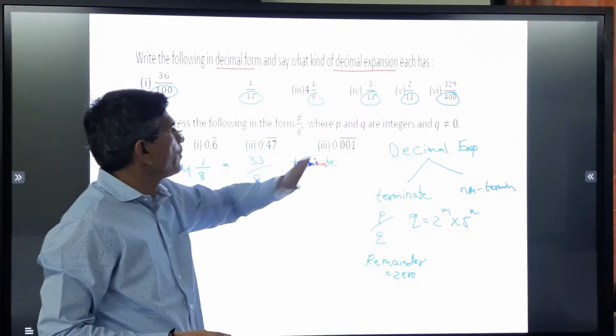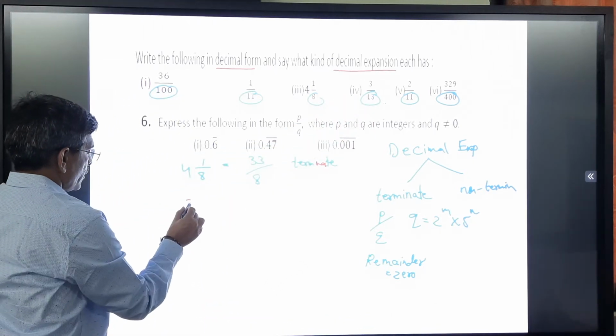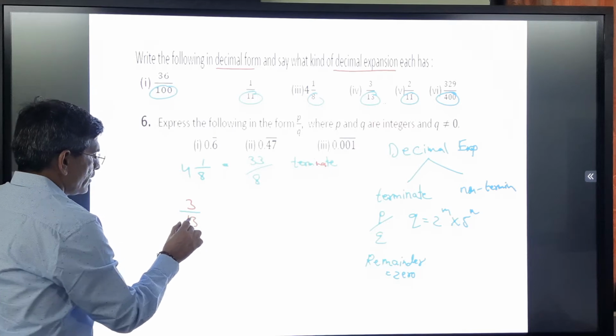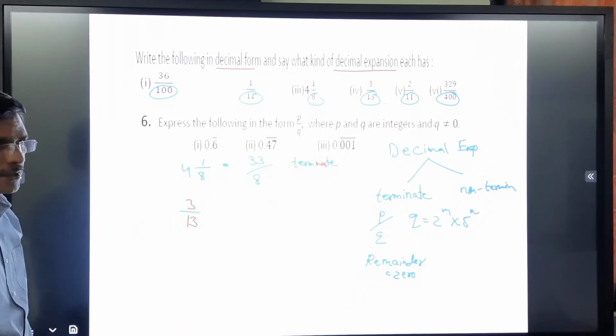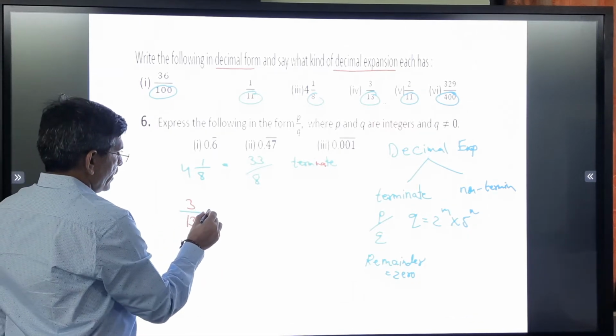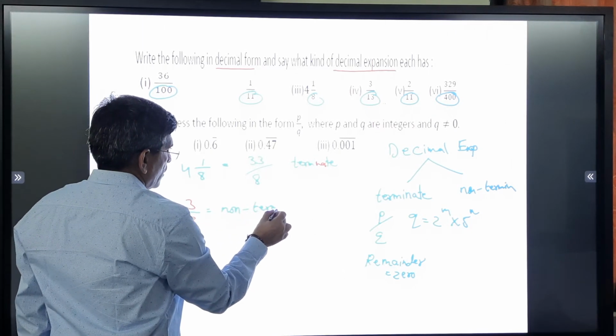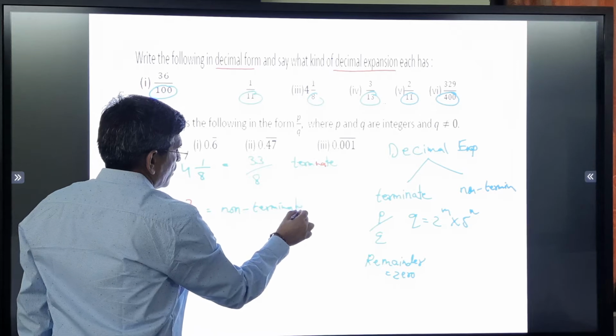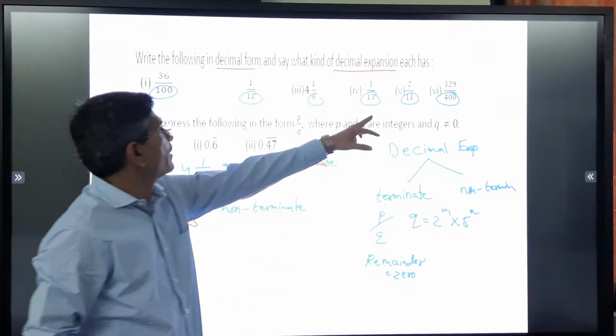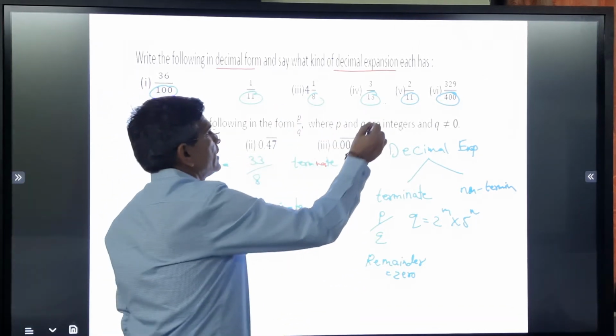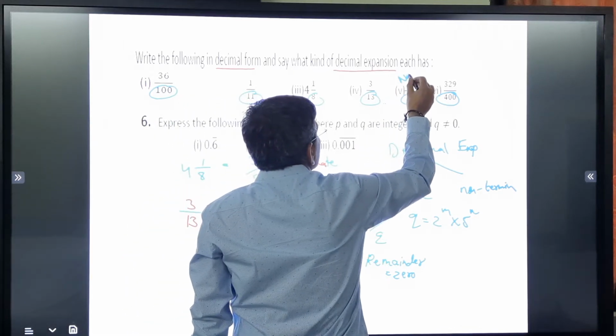Again here 3 upon 13. 13 is a prime number, so we can say no, it is a non-terminating number. 2 upon 11, again the same, so we can say it is a non-terminating number.